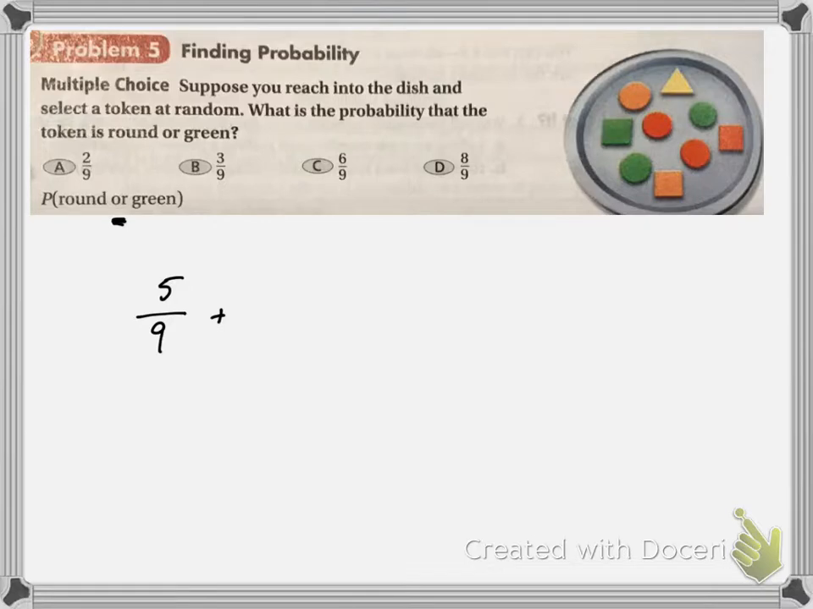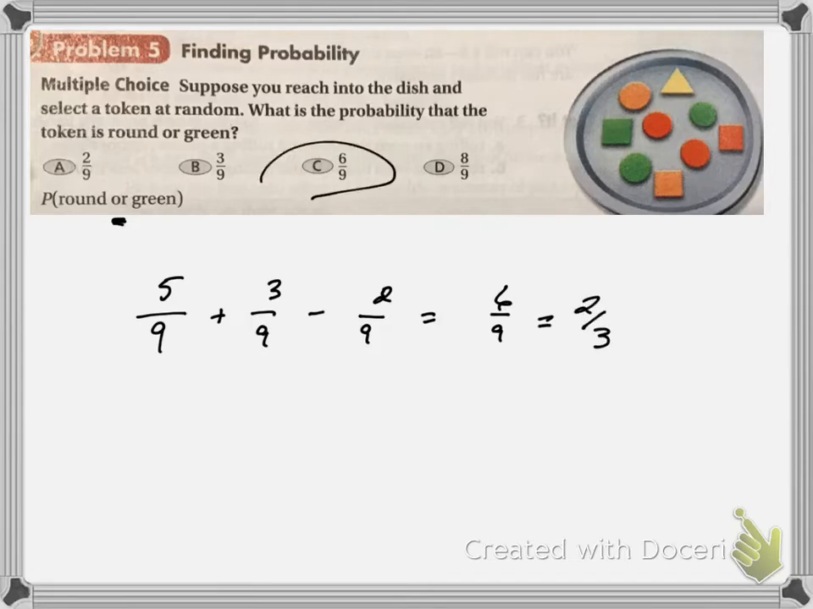Plus, well, let's find the probability of green now. So there's 3 green out of 9, but I can't just add those up because they're not mutually exclusive. There are round and green ones. So I'm going to subtract the round ones that are also green. So the overlap there is 2 over 9. That ends up giving me 6 over 9, which reduces to 2/3. 6 over 9 is what they want.